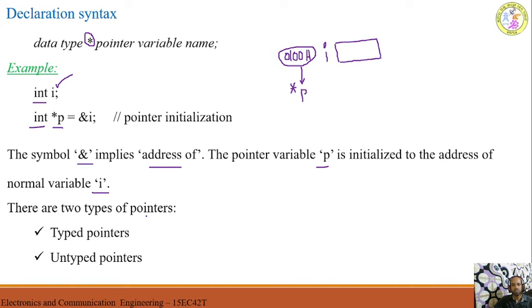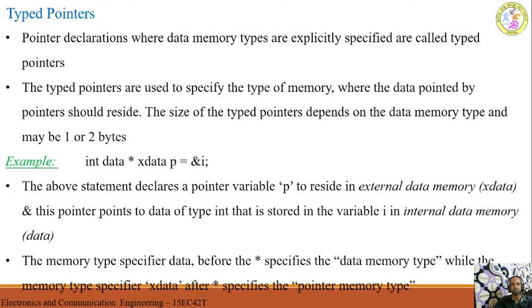And there are two types of pointers. One is called typed pointers, another one is called untyped pointers. So first we should take what we mean by typed pointers. Pointer declarations where the data memory types are explicitly specified are called typed pointers.